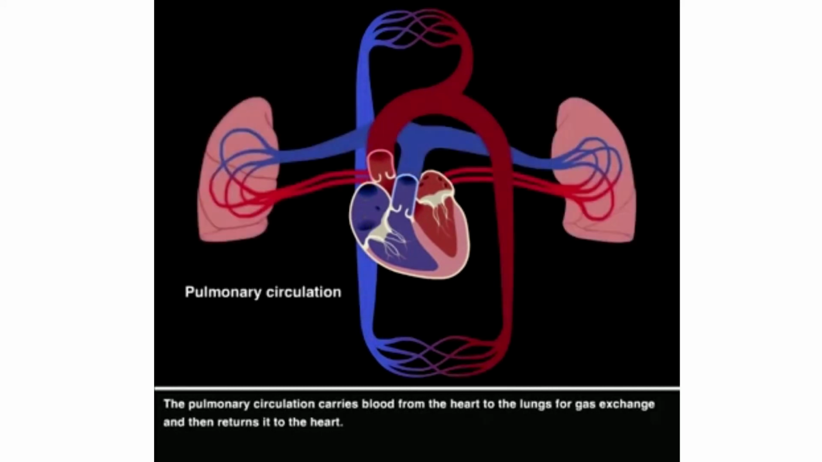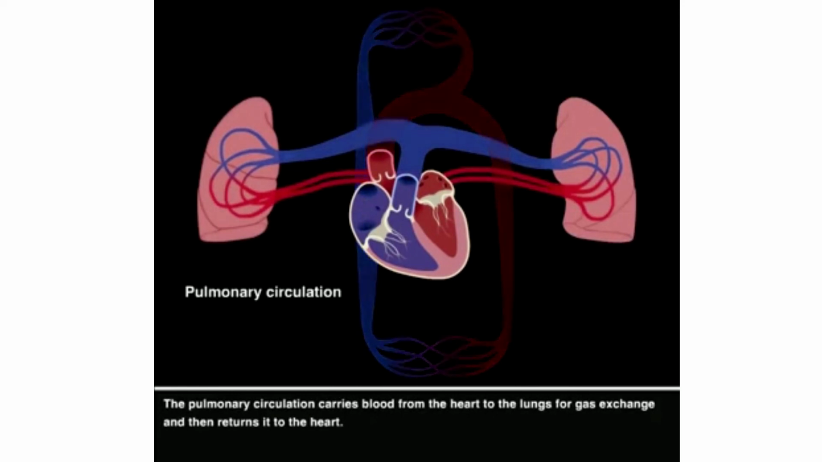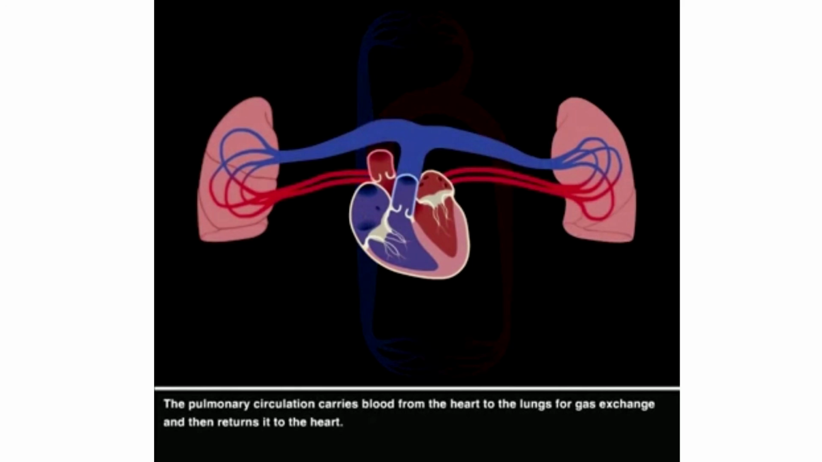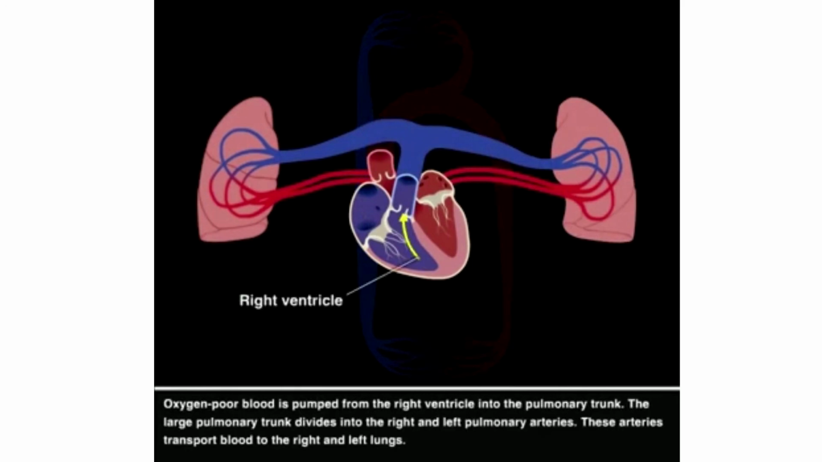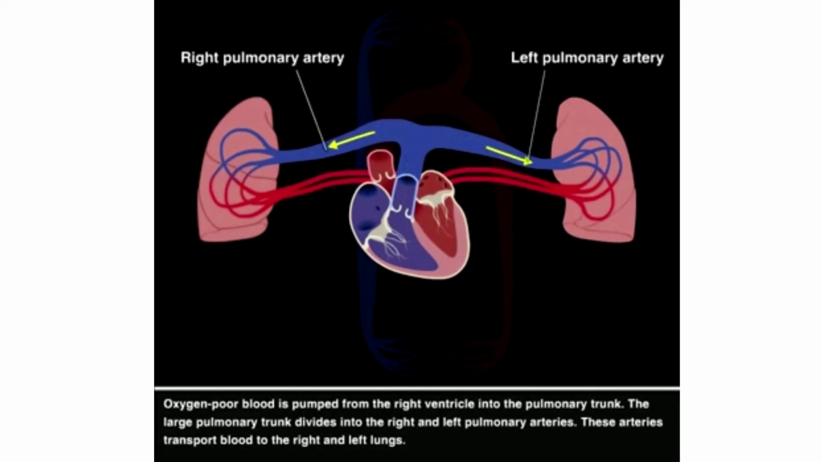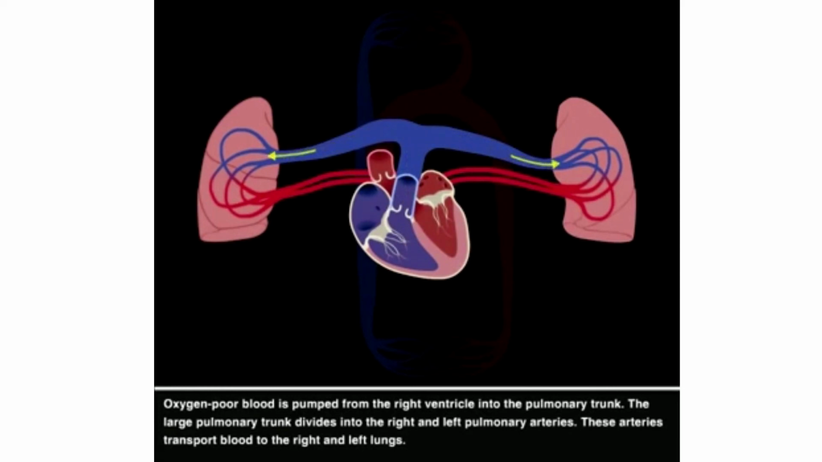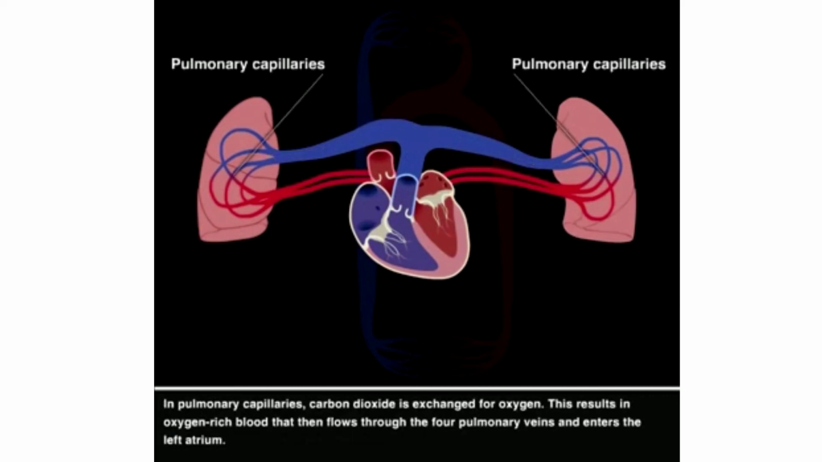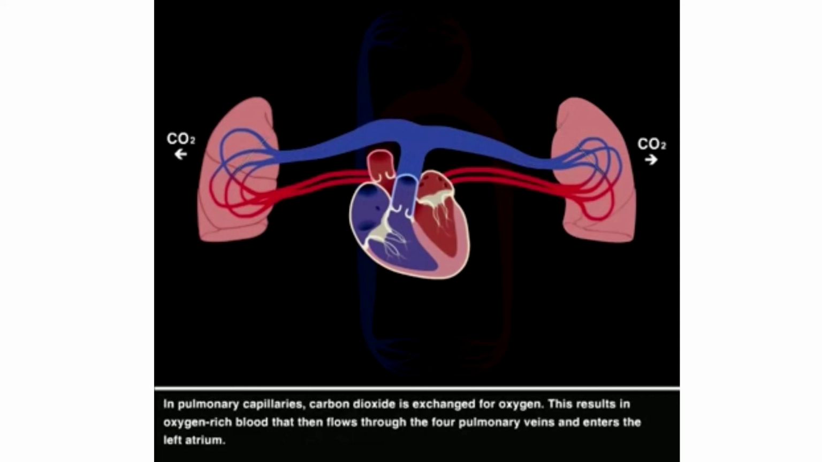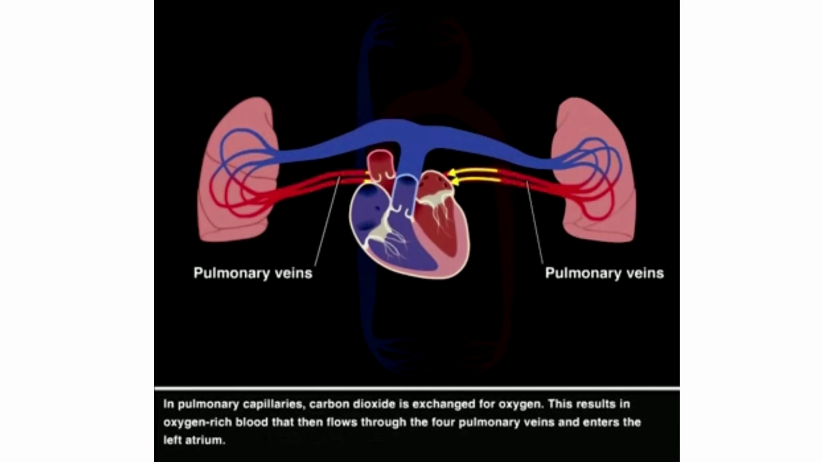The pulmonary circulation carries blood from the heart to the lungs for gas exchange and then returns it to the heart. Oxygen-poor blood is pumped from the right ventricle into the pulmonary trunk. The large pulmonary trunk divides into the right and left pulmonary arteries. These arteries transport blood to the right and left lungs. In pulmonary capillaries, carbon dioxide is exchanged for oxygen. This results in oxygen-rich blood that then flows through the 4 pulmonary veins and enters the left atrium.